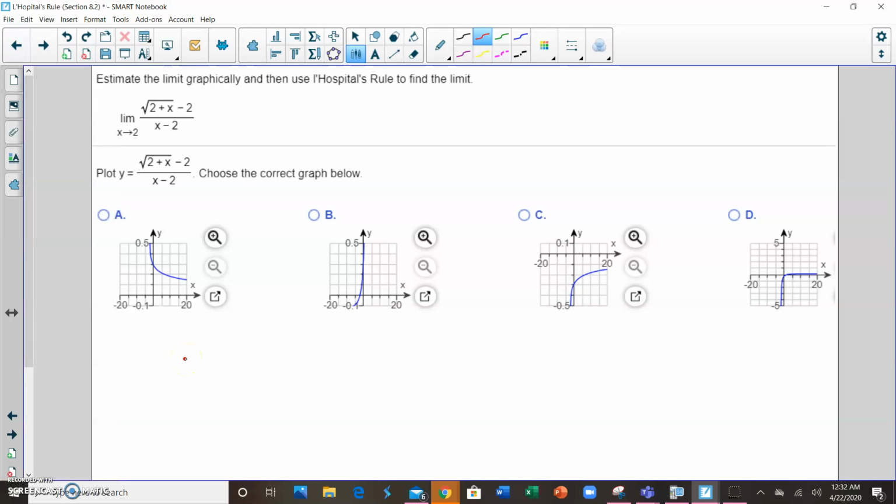Okay, this one's going to be a little bit tougher because that's a square root. But think what we had to do before. We had to multiply by a conjugate. I don't know if you guys remember doing that. So thank goodness we have L'Hopital's rule. This is actually making your life easier, believe it or not.